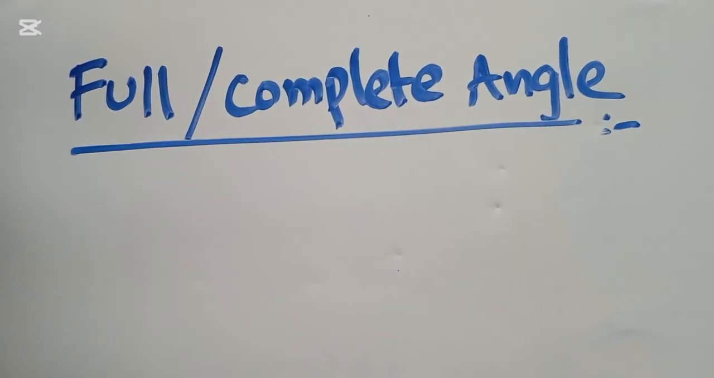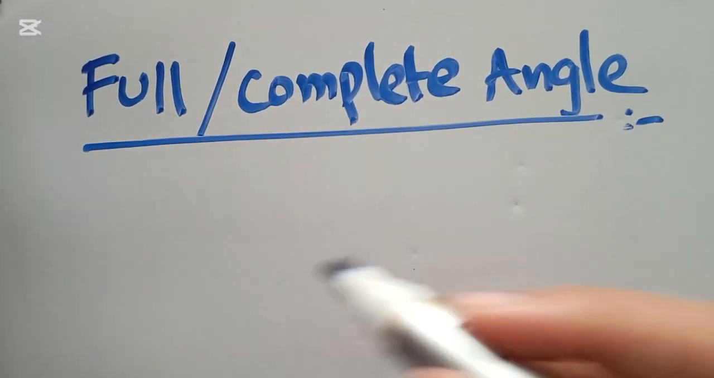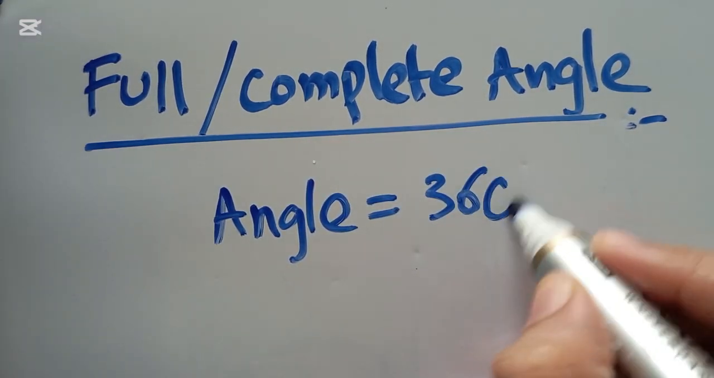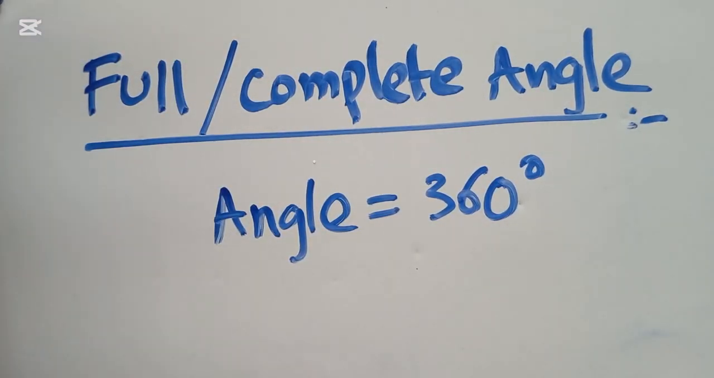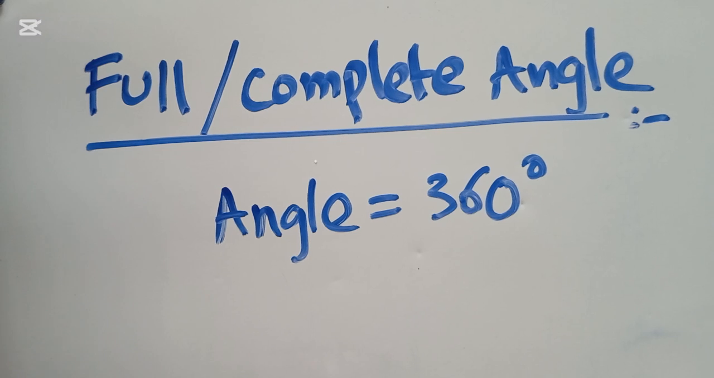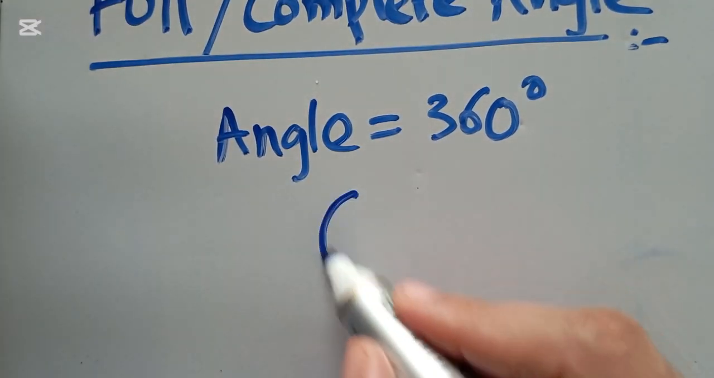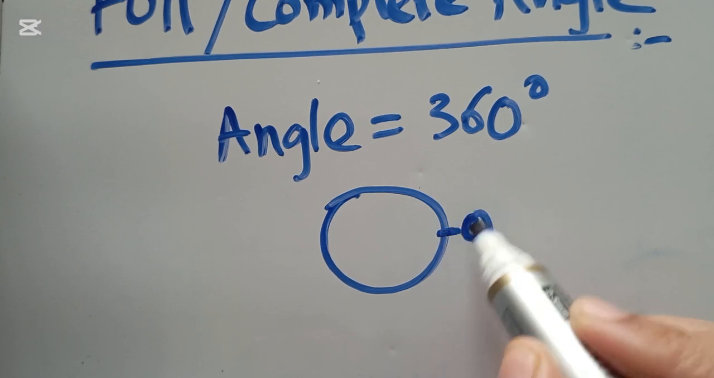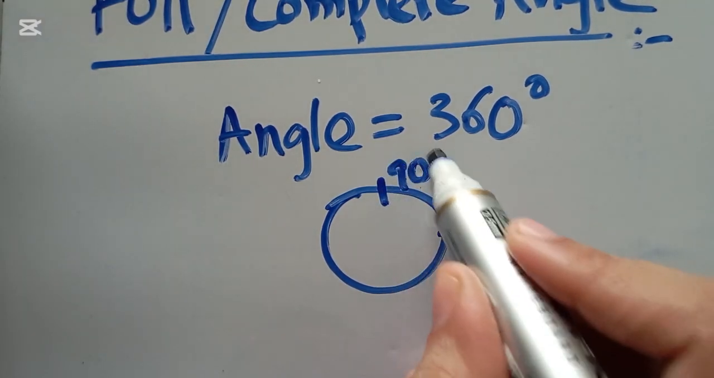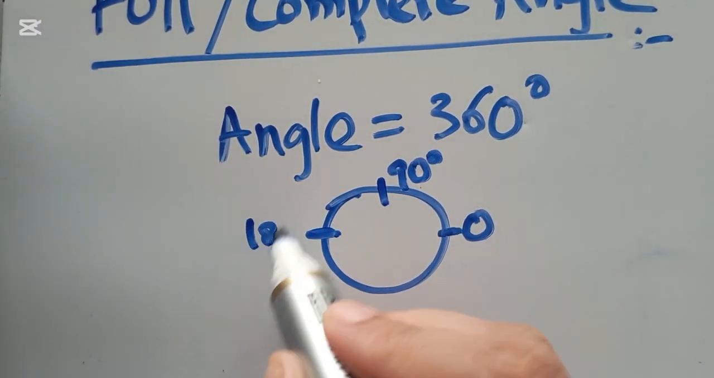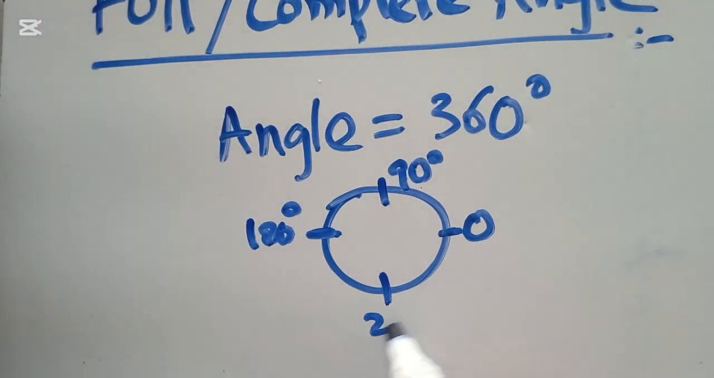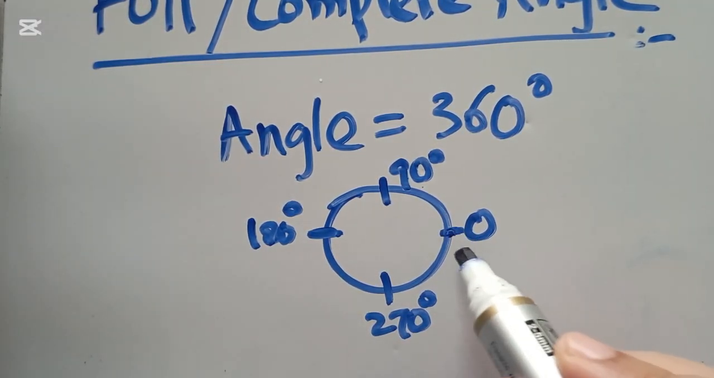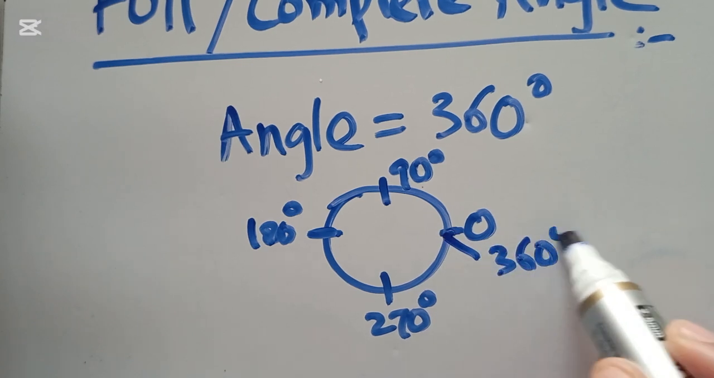And lastly, the full or complete angle: the angle which is equal to 360 degrees is called a full or complete angle. And it looks like a circle because we start from 0, then we go up to 90, then we go up to 180 over here, and then 270 over here, and lastly when we end up over here its value is 360.